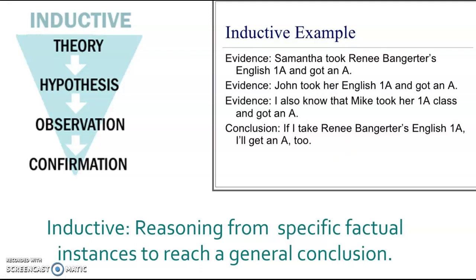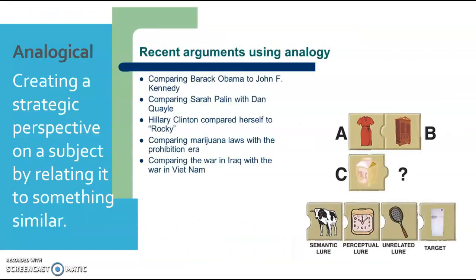Now this is a very simple example, but I think we've all done that, especially when previewing what classes to take from whom. We take multiple evidence, a theory, and we induce, we make a specific conclusion from it. The third type of reasoning we will look at is analogical. This is where we create a strategic perspective on a subject by relating it to something similar, okay?